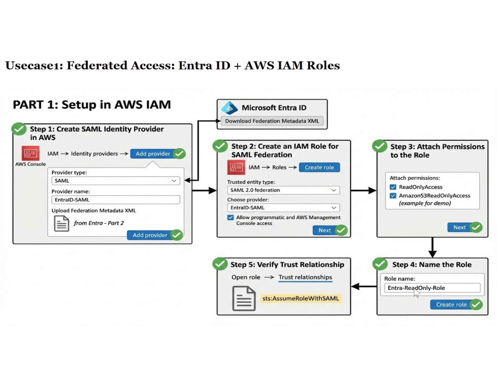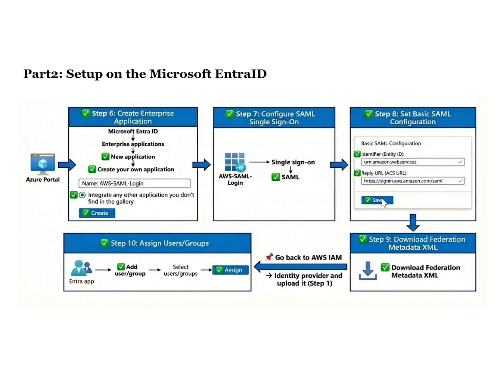I am creating that role and I am verifying that trust relationship. Which is basically nothing but I am creating an identity provider. For that particular identity provider, I am assigning a role with specified permission sets, right? Next, on the Microsoft Entra side, I will go ahead and create an enterprise application over here. Then I will configure the SAML sign-in. Then I will download the federation metadata XML.